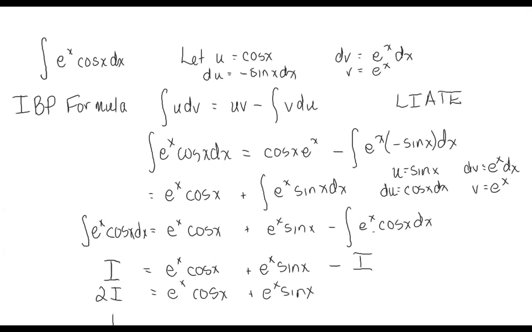And that means the integral we were trying to figure out is 1/2 of e to the x cosine x plus e to the x sine x. And I'll put my plus C in now because I've been neglecting it. There it is. So this is one of these problems where we end up with the original integral in the problem using integration by parts, and then we're able to solve for that unknown integral.